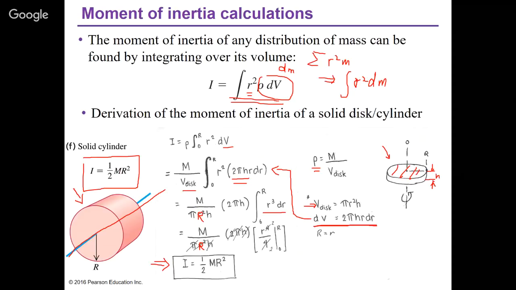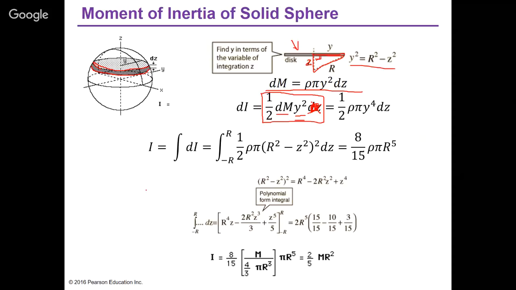So the moment of inertia for a disk or a cylinder is half m r squared, right? That's basically how here the moment of inertia of this little disk here would be half dm times y squared. Y is basically the radius here, and then we put all of these into it. That basically arrived at this equation with y raised to the fourth power dz.